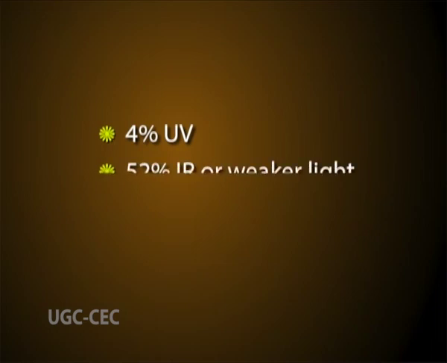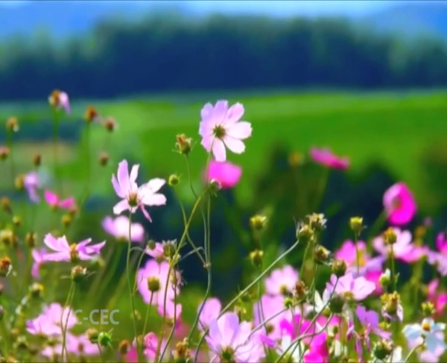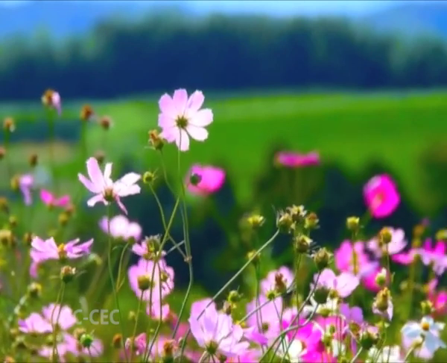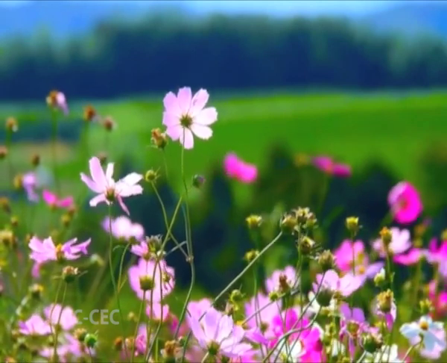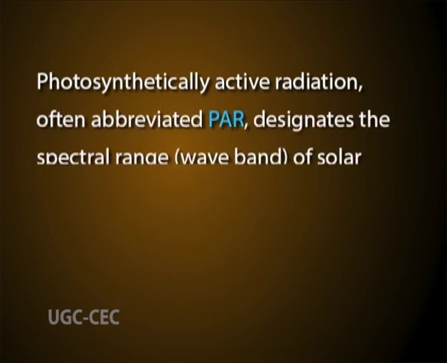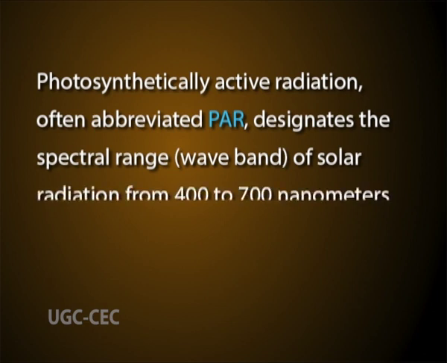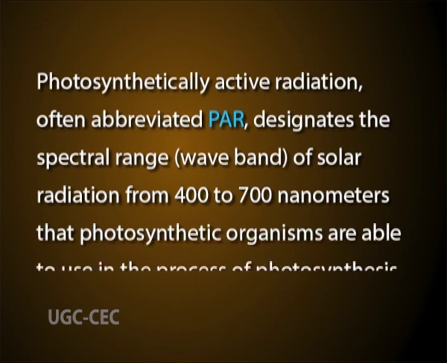After the filtration of short wavelengths, the leftover radiation consists of about 4% UV, 52% IR or weaker light, and 44% visible light. All of this light is available to the plant for use, but they only use visible light in the process of photosynthesis. Photosynthetically active radiation, often abbreviated PAR, designates the spectral range of solar radiation from 400 to 700 nanometers that photosynthetic organisms are able to use in the process of photosynthesis.